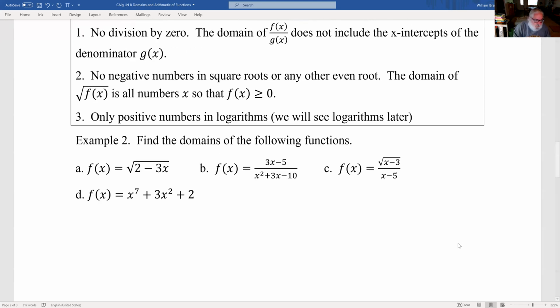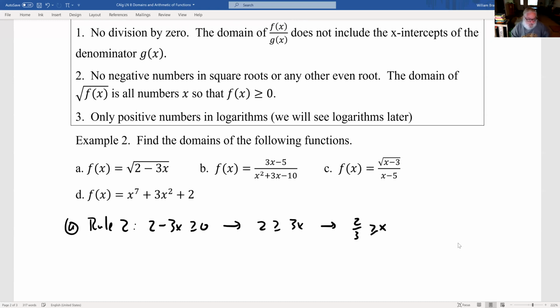So A, we need to use rule 2. Whatever's inside a square root has to be greater than or equal to 0. So 2 minus 3x is inside the square root. It needs to be greater than or equal to 0. We solve that. Add 3x to both sides, get 2 greater than or equal to 3x, and then divide both sides by 3, get 2/3 greater than or equal to x, or minus infinity up to 2/3. So x has to be less than or equal to 2/3. So we're dealing with any number that's less than or equal to 2/3.